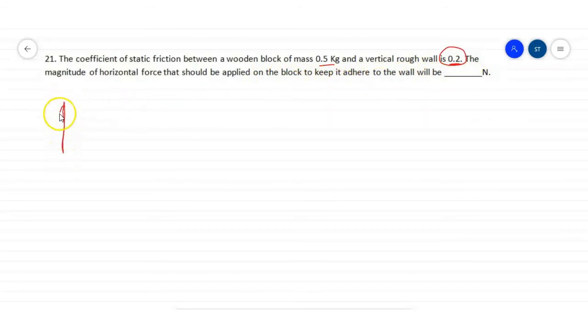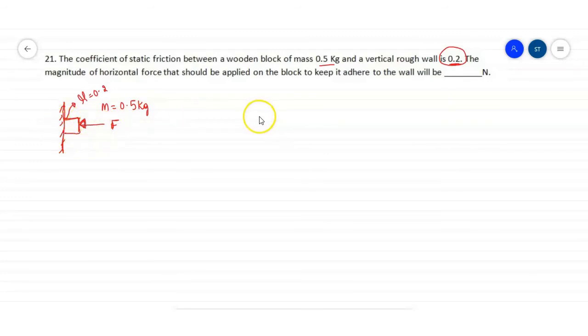So here first let us consider the vertical wall. This is our vertical wall, and against this vertical wall we are pressing a wooden block. Mass of this wooden block is given as 0.5 kilograms, and the coefficient of friction between the block and the wall, mu value, is given as 0.2. Now here we are applying certain force to prevent it from going down. We have to calculate that force F.